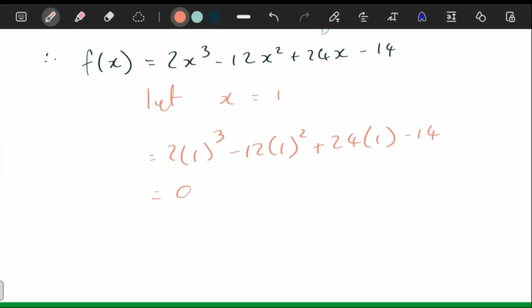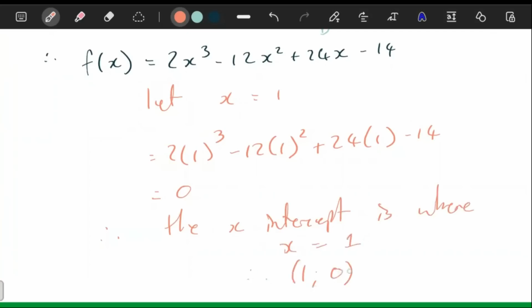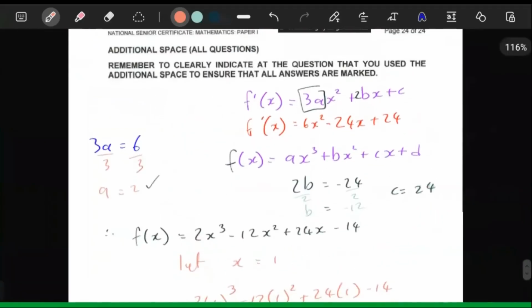So here you can say, therefore, the x-intercept is where x is equal to 1. The x-intercept is a coordinate, remember. There you go.